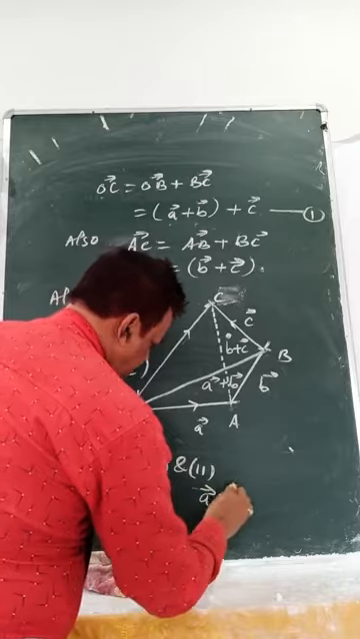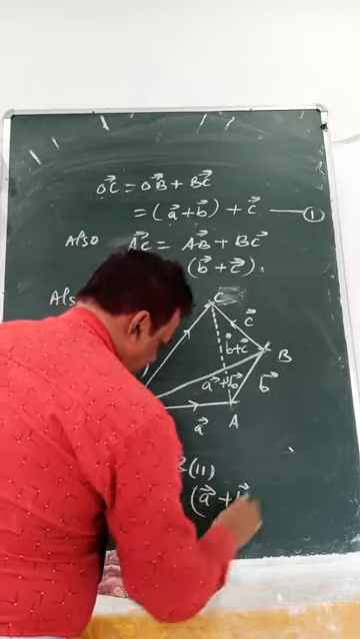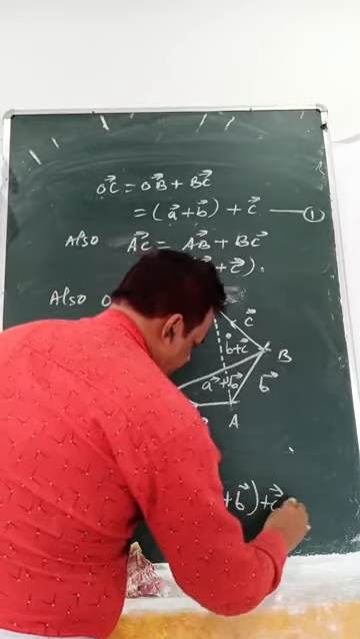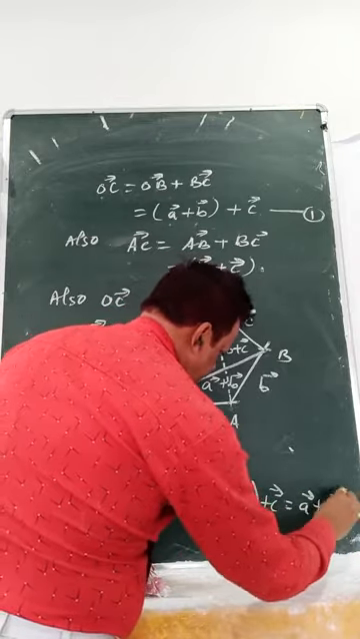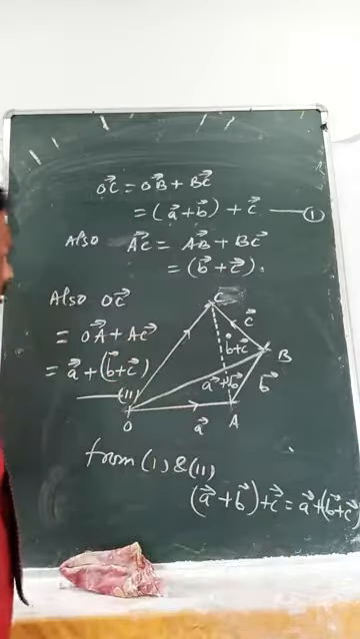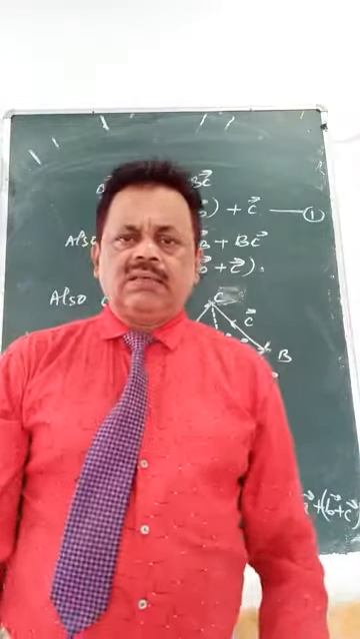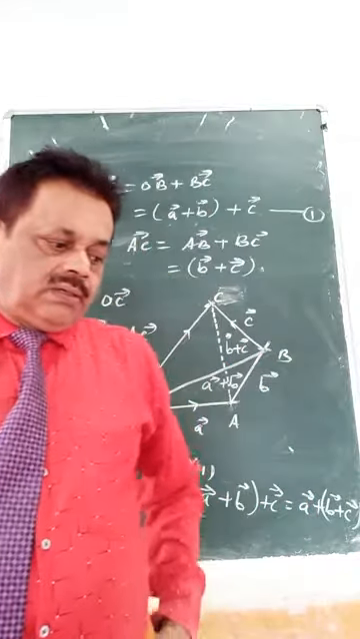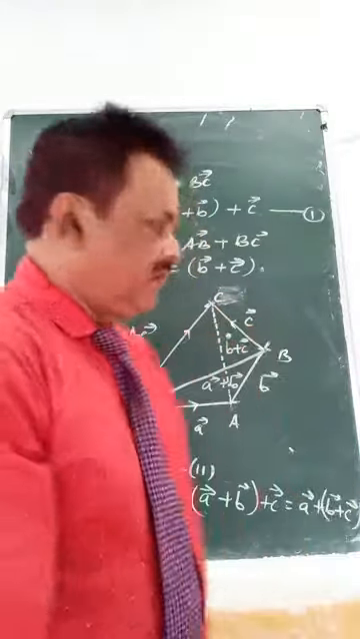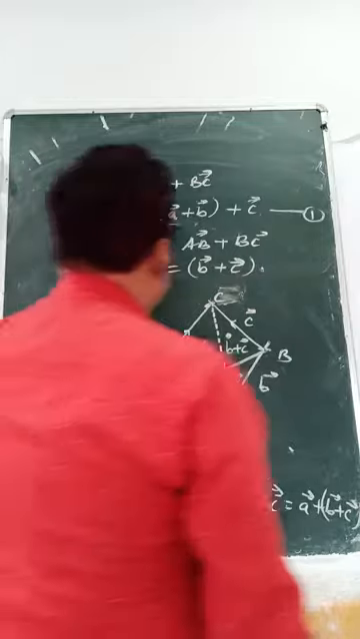A plus B plus C. A plus B plus C. Proved. Okay, these are the basic things. But today we are going to introduce the Cartesian systems. Vectors in Cartesian plane.